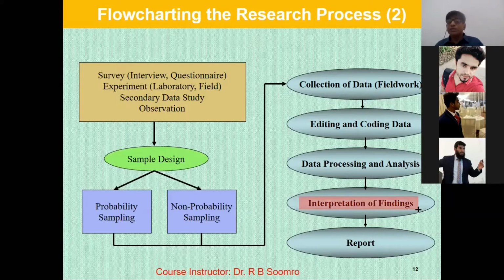What are the results? And then finally, after interpreting the results, we have to report. For example, if you are working as a researcher for a third party, then at the end of your research you have to make a report, and you have to submit that report to the party for which you are working as a researcher.